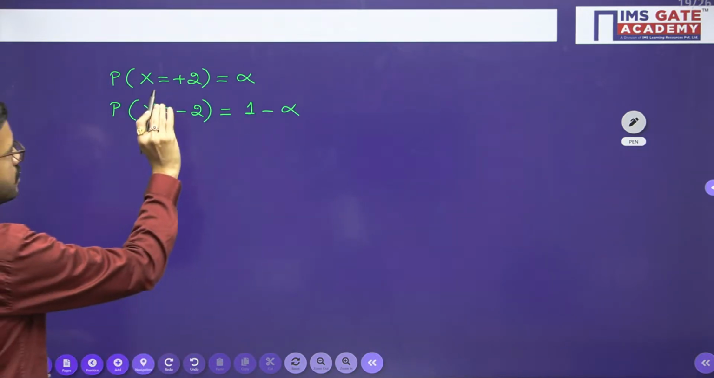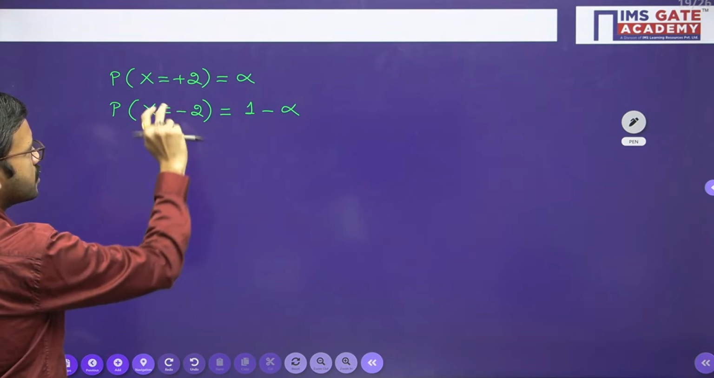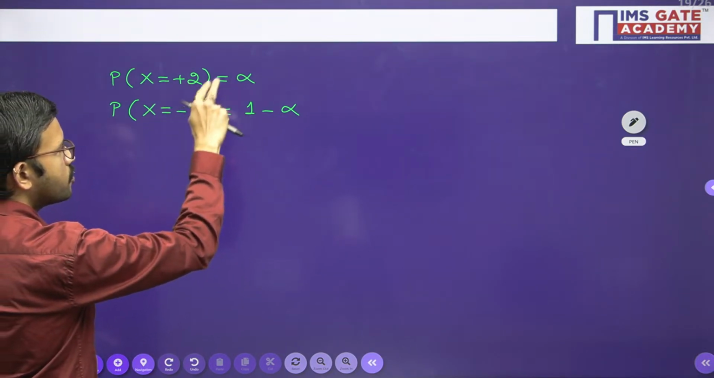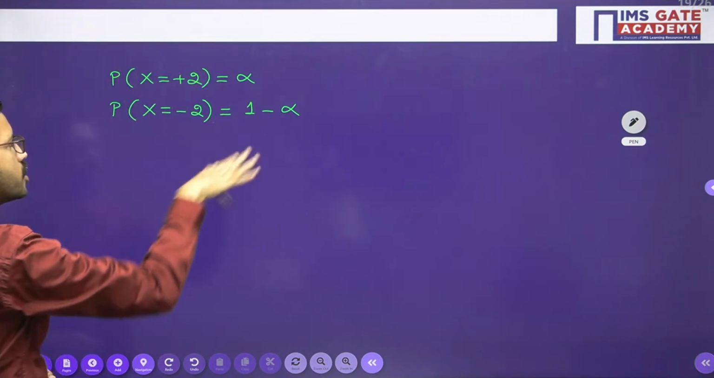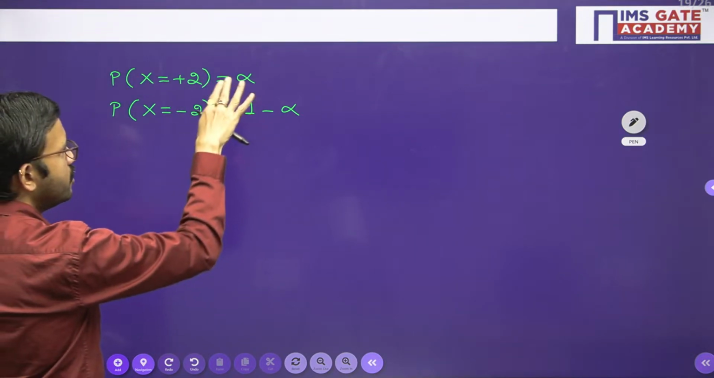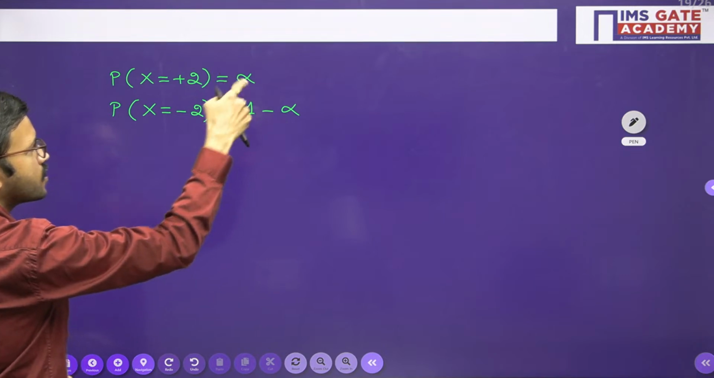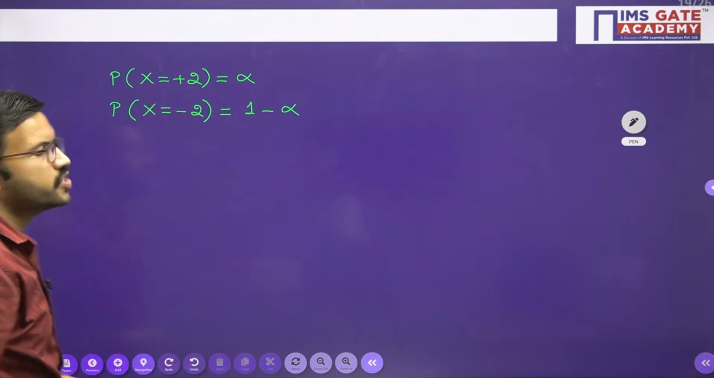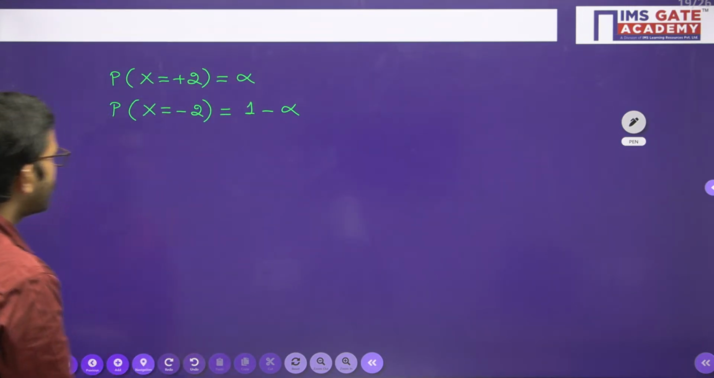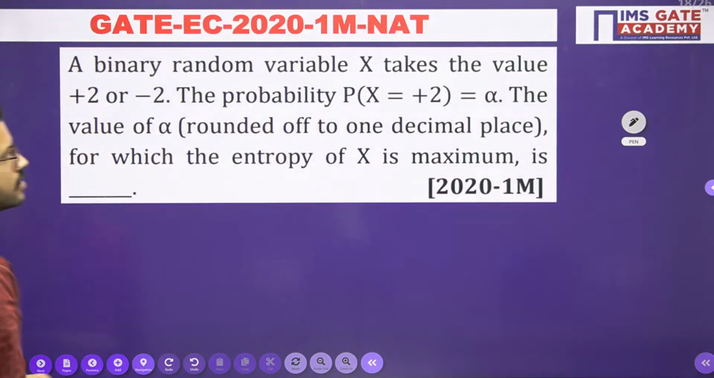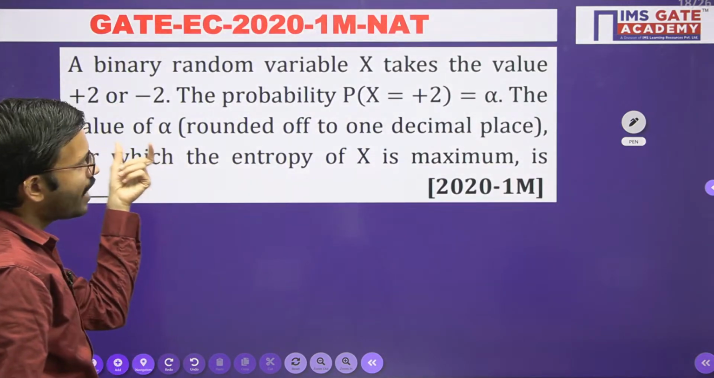Here you are having two possible outcomes, right? Regarding the first one, the probability is alpha. The total probability is equal to 1, so from 1, if you subtract this probability, you get 1 minus alpha. When you add both, the resultant total probability is 1. So in this question, they are asking for the value of alpha.